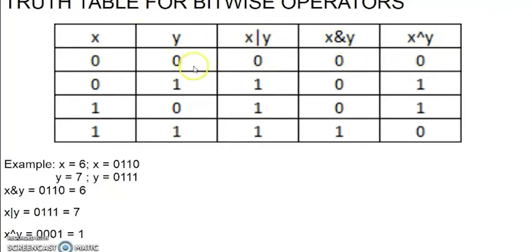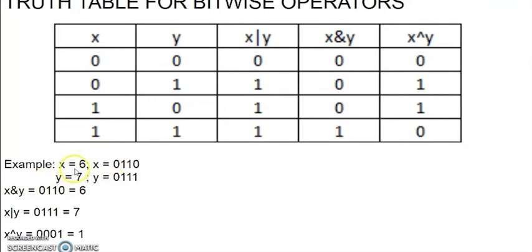XOR gives 0 when both the values are the same. Like if the values are 0, 0 or 1, 1, it gives the output 0. And if one of the values is 1 and the other is 0, it gives the value 1. With the help of an example, now let's understand the bitwise operators.